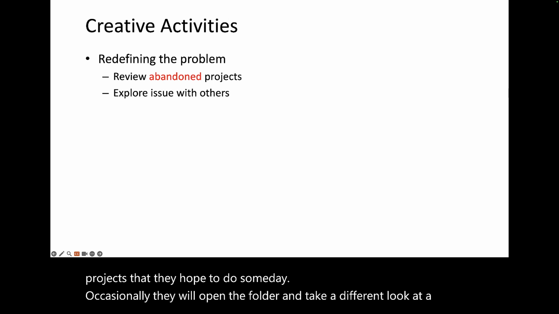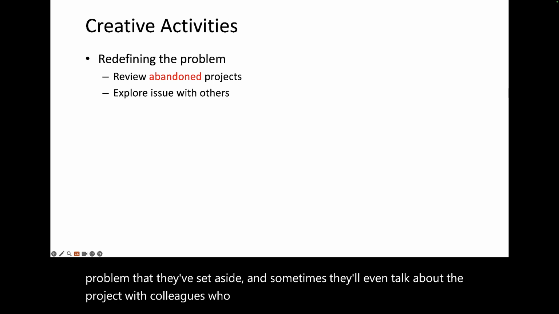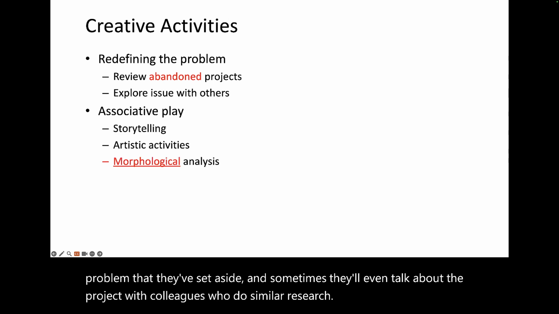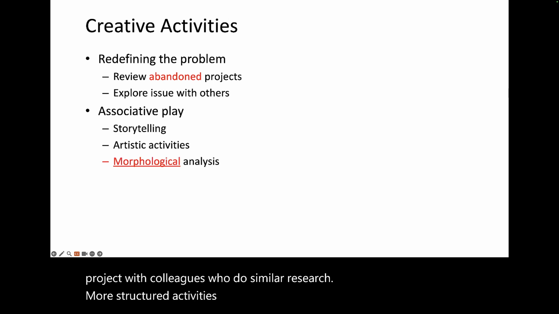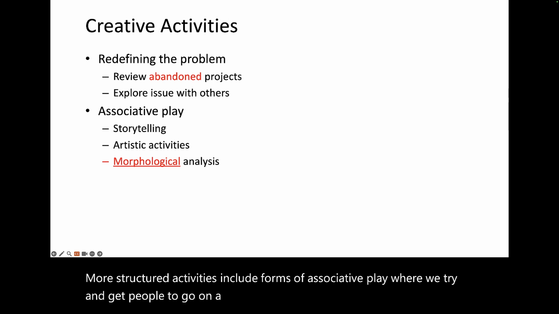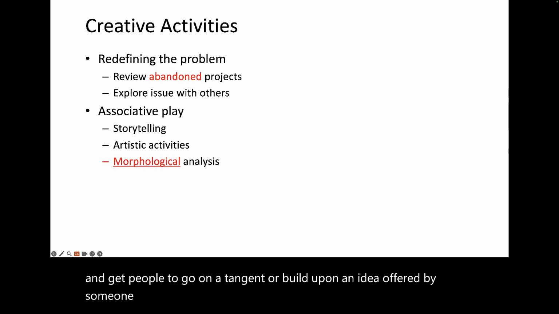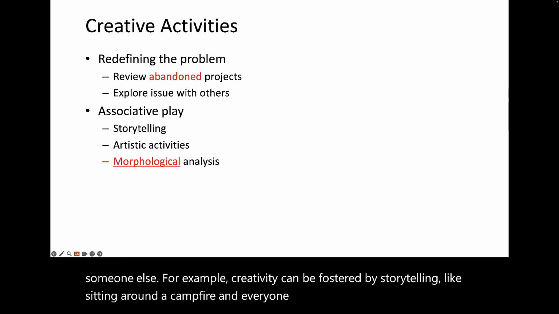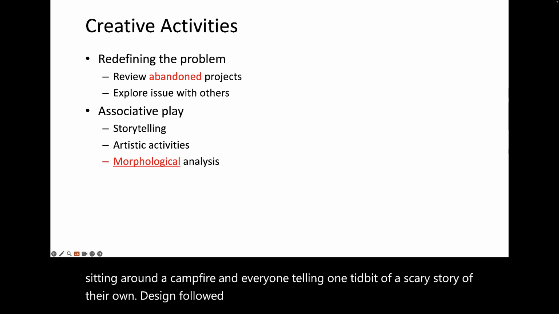More structured activities include forms of associative play, where we try and get people to go on a tangent or build upon an idea offered by someone else. For example, creativity can be storytelling, like sitting around a campfire and everyone telling one tidbit of a scary story of their own design, followed by the next person picking up the story where the first person left off. Sometimes we encourage employees to give poetry readings and art exhibits just to get their creative juices flowing.